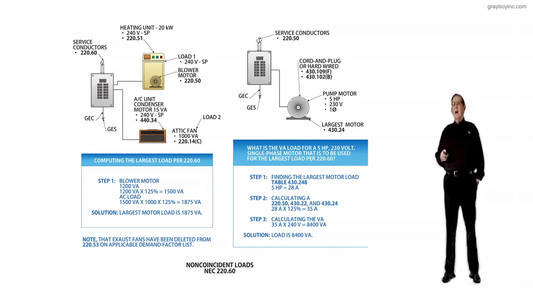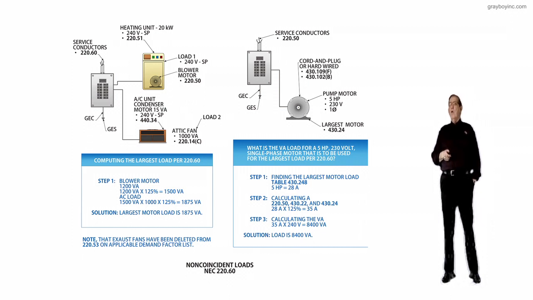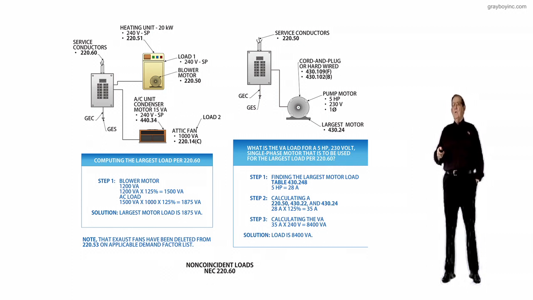Step 2, we calculate the amps. So 220.50 says we cannot tell you how to calculate a motor load. So if you have just one motor, you go to 430.22. 2 or more motors, say on a feeder or service, you go to 430.24. So 28 amps times 125% is 35.